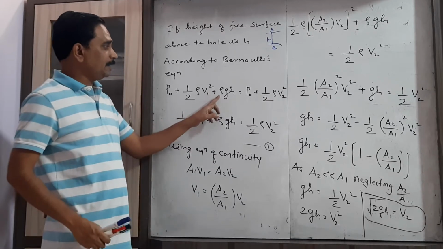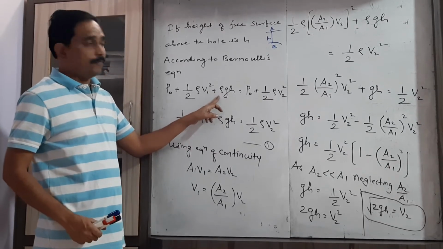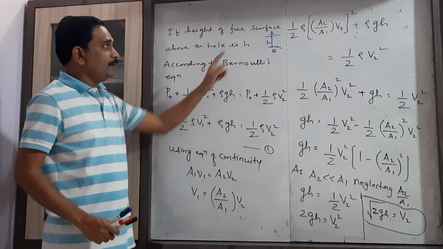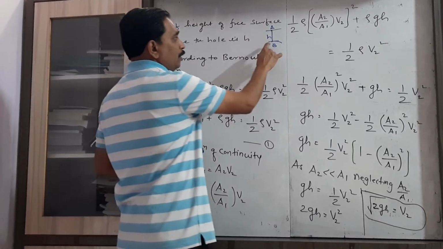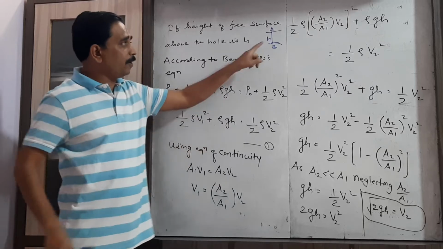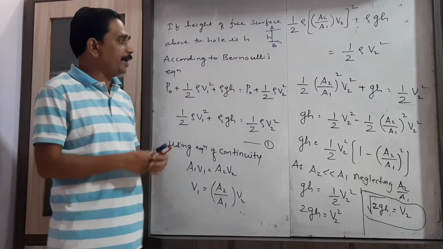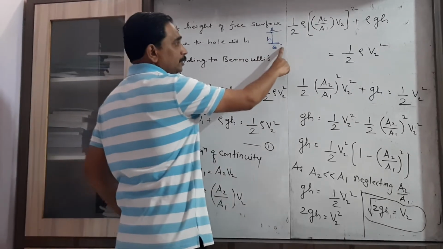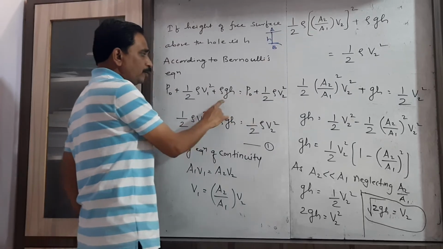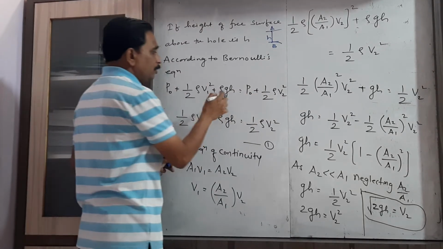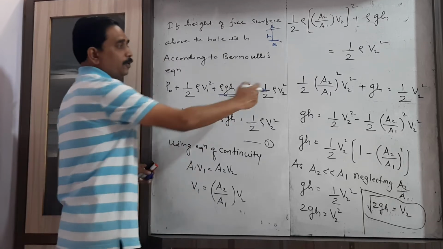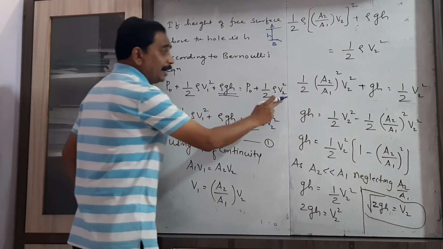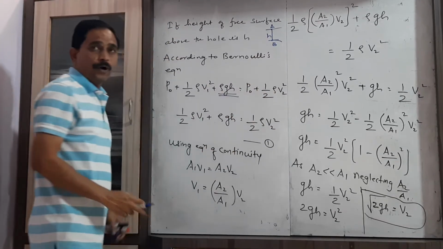Now this is the point which is at a particular height h, and we measure the height for the other point from the same point. That's why the height for this point is 0. So there is no need to write the rho GH term for the second point, because the height is 0 for point B.